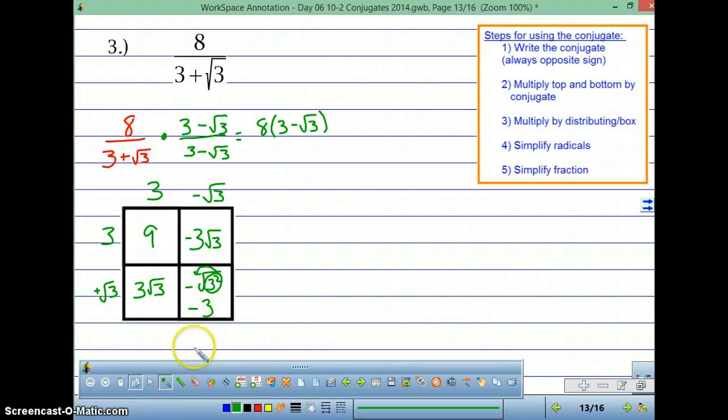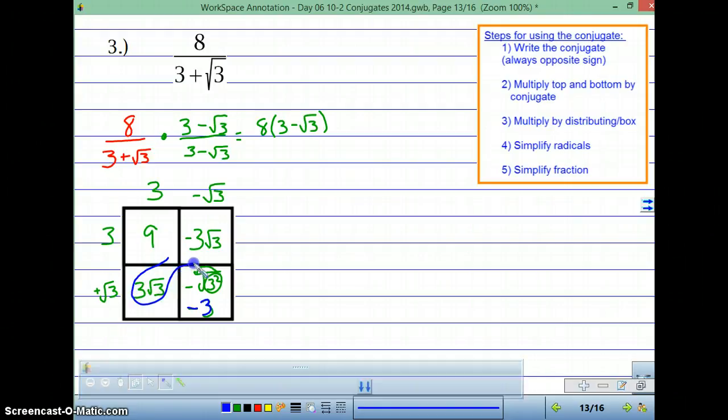Okay? Let me do that part in blue, actually. Negative 3. Okay, where is our zero pair? Right here. Right? So really, what was important to me was 3 times 3 minus square root of 3 times square root of 3. So I have 9 minus 3 equals 6. Denominator is 6.